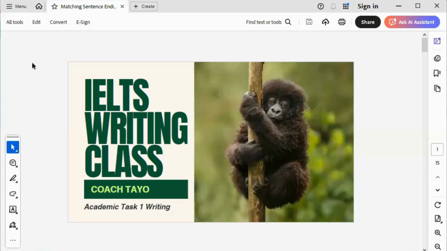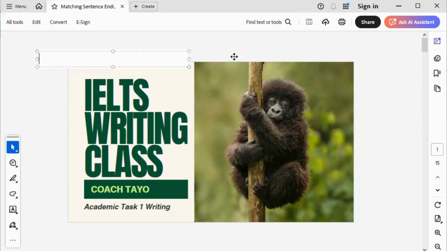We have maps. So the first question type is process charts. The second one is called maps. They will give you two maps, and then you'll be expected to write a report based on the two maps. Okay.